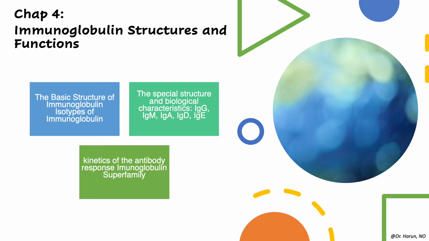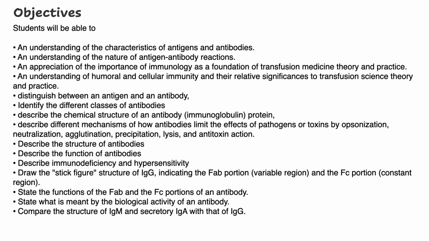In this topic, kita akan study on the immunoglobulin structure and function. So antara point atau subtopik yang akan dilihat adalah the basic structure of immunoglobulin, isotypes of immunoglobulin, the special structure and biological characteristic of 5 immunoglobulin, iaitu IgG, IgM, IgA, IgD dan juga IgE, and also kinetics of the antibody response dan juga immunoglobulin superfamily.